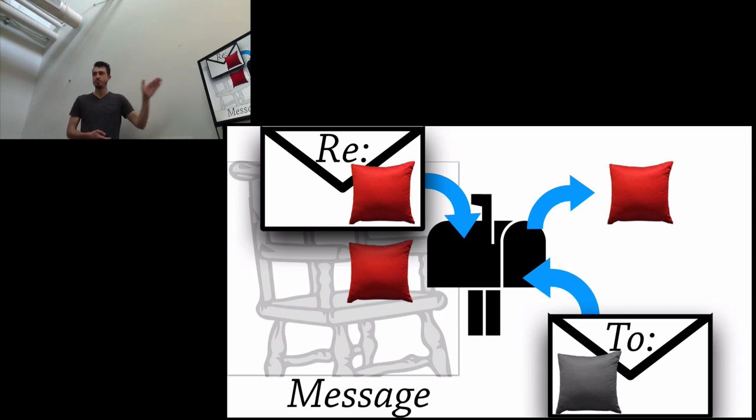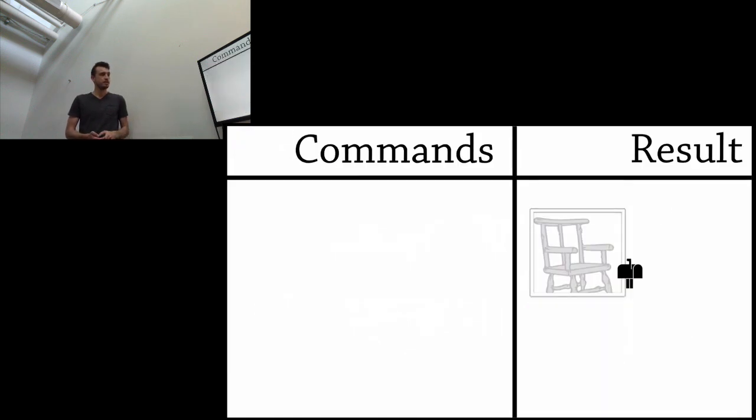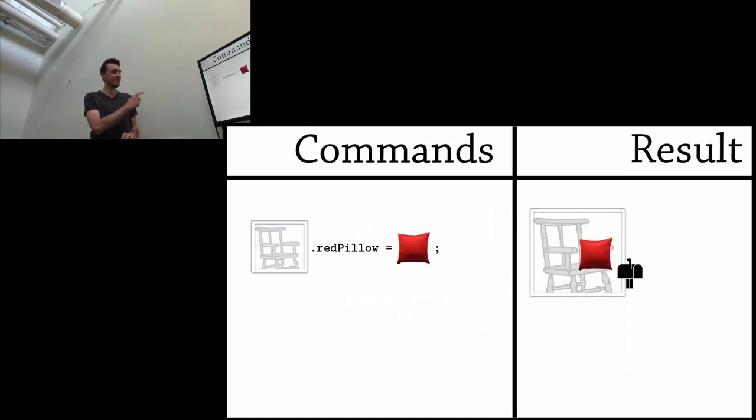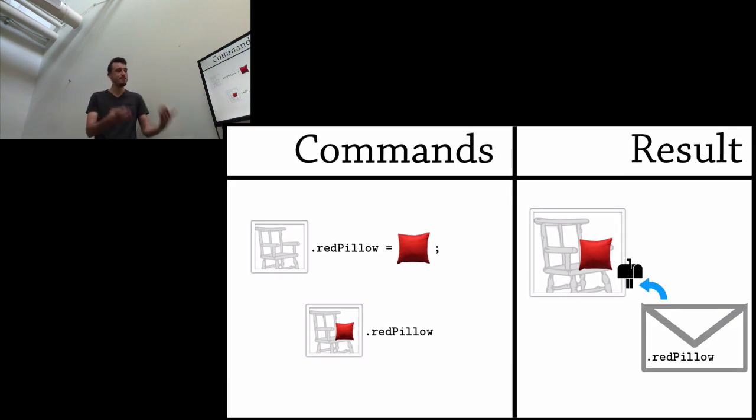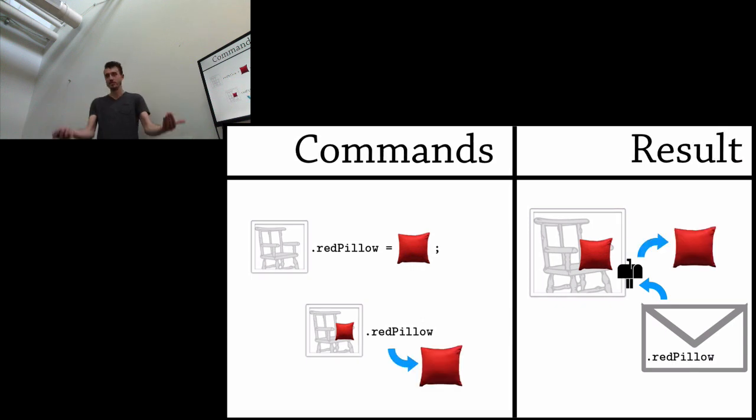But notice I haven't put any prototypes in here. This gets more complicated with prototypes. But before that, let's walk through the pseudocode. So if we have an object with a red pillow, and we ask for its red pillow using this sort of selector syntax, what's happening is that we're sending a message into the mailbox saying, give me your red pillow, and then the object gives you the red pillow back. So this is very straightforward, very simple. Hopefully you all agree.